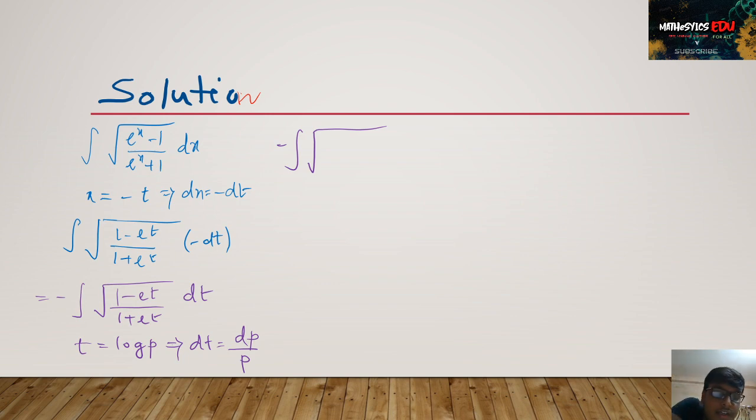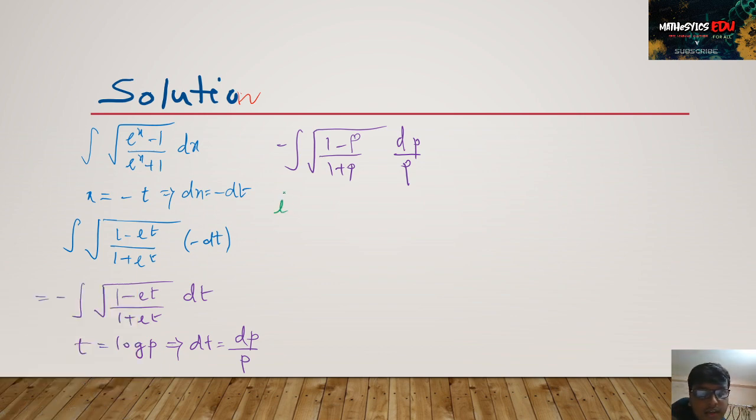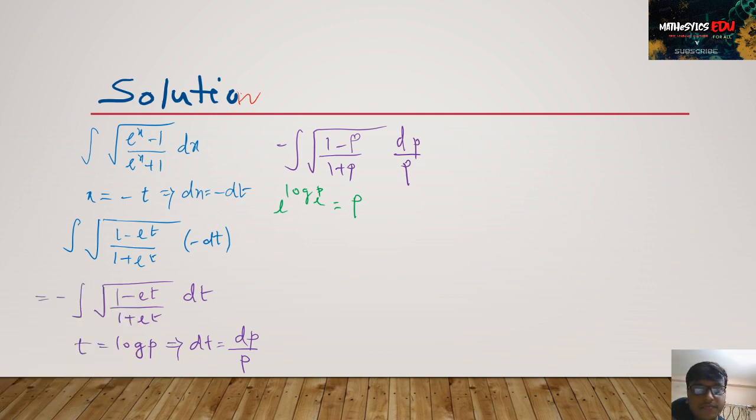Integral of 1 minus e to the power t will be reduced to 1 minus e to the power log p to the base e, which will reduce to 1 minus p by 1 plus p, and there will be a dp by p outside to compensate for the differential dt. The minus sign is also there outside of the integral. Now let me make it very clear at this point that I have used this relation: e to the power log p to the base e is equal to p. Okay, I have used this. Now let me get back to the problem.